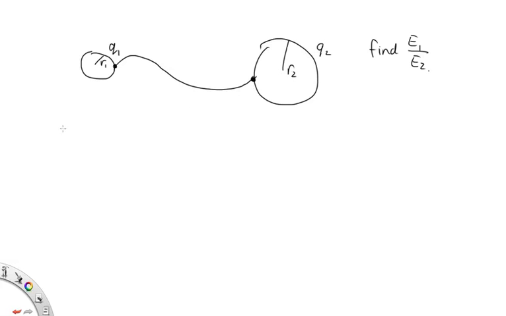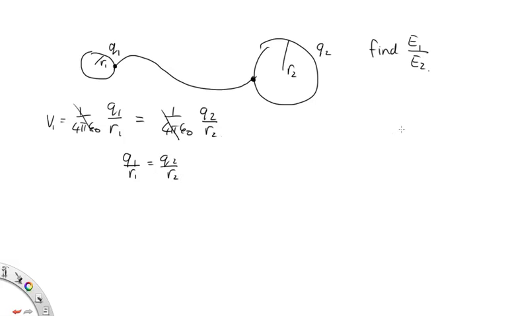So we can write that the voltage 1 is equal to 1 over 4 pi epsilon naught Q1 on R1, and this has to be equal to the potential at this surface, so that's 1 over 4 pi epsilon naught Q2 on R2. So this gives us, cancelling off the 1 over 4 pi epsilon naught, Q1 on R1 is equal to Q2 over R2. Now let's consider the electric field.